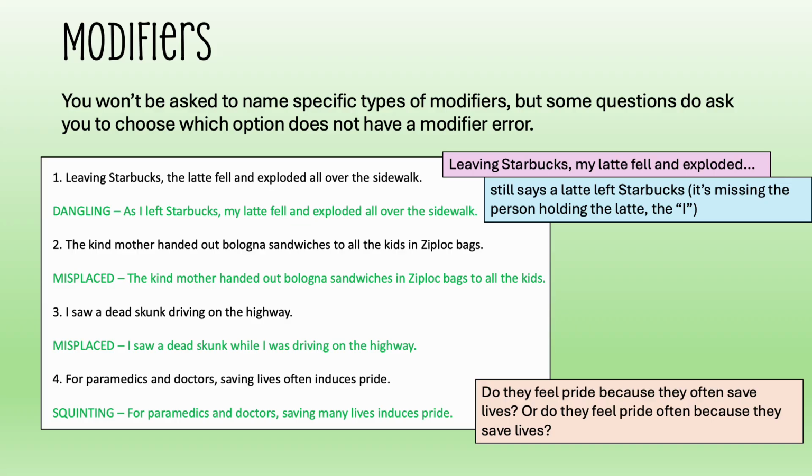So this correction is just one way to fix it. "Saving many lives induces pride." So we took the word "often" out altogether and clarified that this is about saving multiple lives. And that's what makes them proud of themselves.